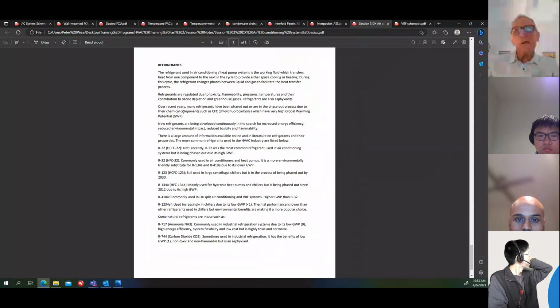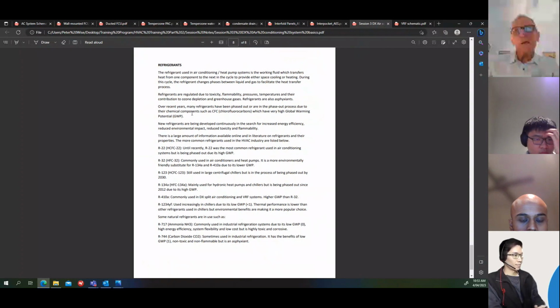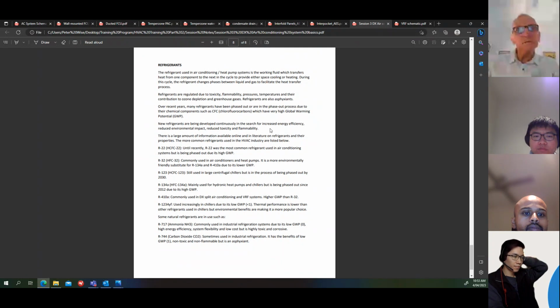Over recent years, and it's ongoing, many refrigerants have been phased out or are in the process of being phased out due to their chemical composition. CFCs were phased out many years ago, but HFCs now are on the way out and so on. And new refrigerants are being developed continuously in the search for increased energy efficiency, reduced environmental impact, and reduced toxicity and so on. As I said, you can find a lot of information online.